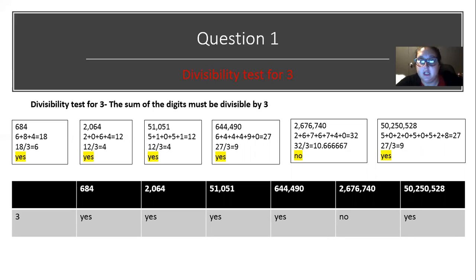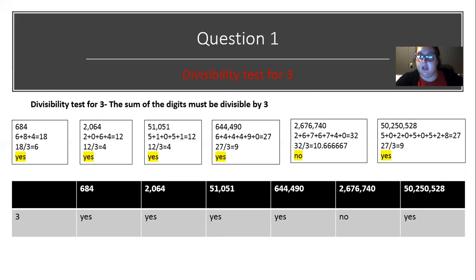All right. And so next we have 2,676,740. So when you add all of these numbers up together, you get 32. And 32 divided by 3 is 10.7. So we just want a solid number. We don't want any decimal points after the whole number. So that one's going to be a no.